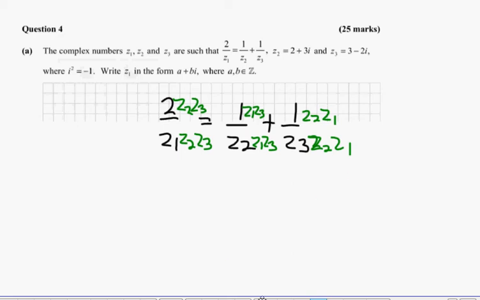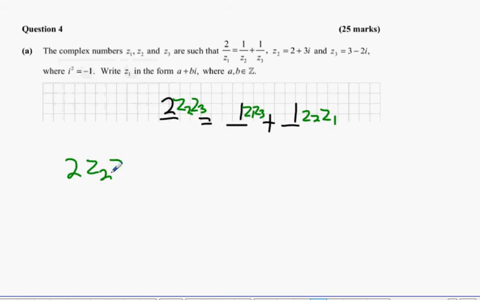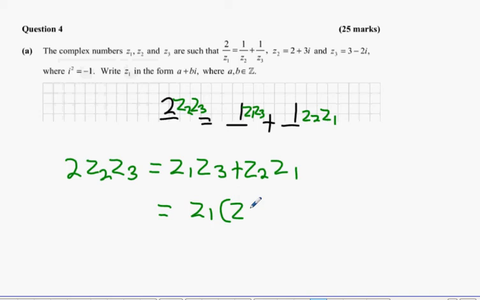What can I do with the common denominators? They can bugger off, can't they? Now what do I have left then? 2 times Z2, Z3 equals Z1, Z3, Z1, Z3 and Z1, Z2, Z2, Z1. Now I'm going to factorise out Z1. So I'm left with Z3 plus Z2. Is that okay with you guys?